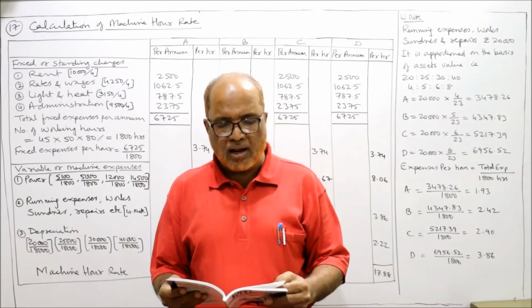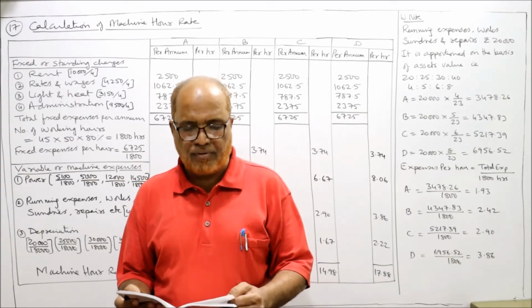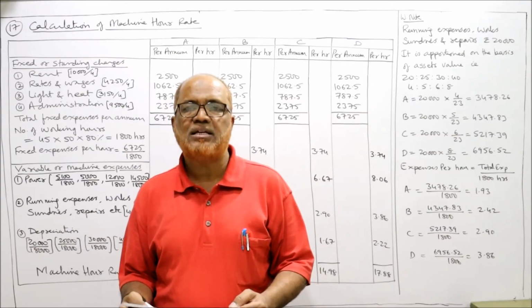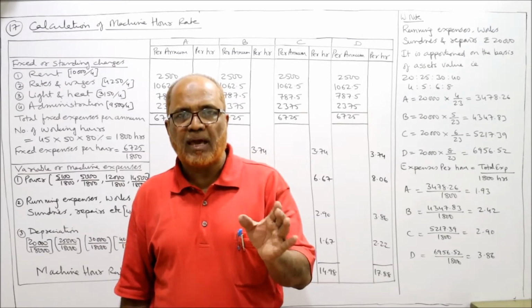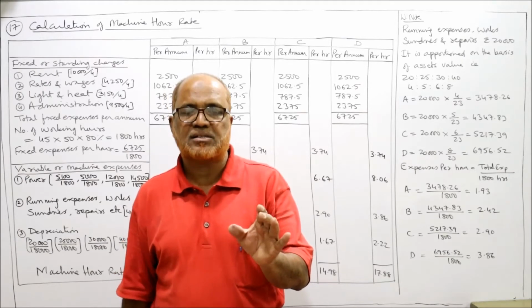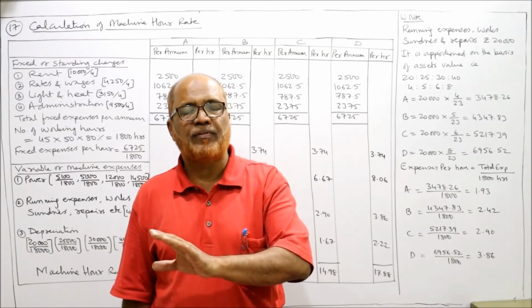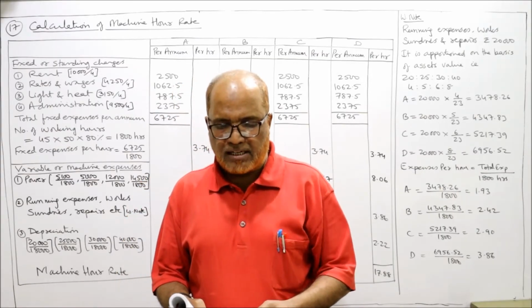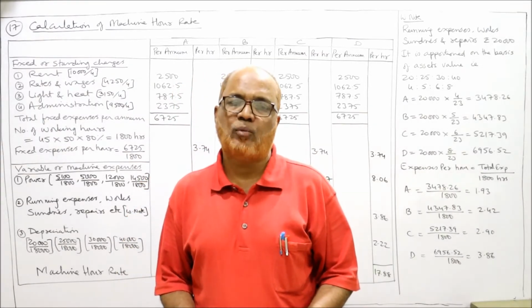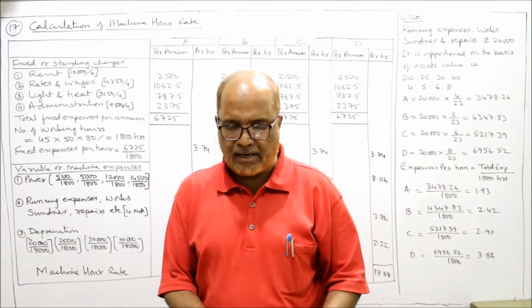Then prepare a machine hour rate for each of the machines, assuming 45 hours per week, 50 weeks per year, and 85% utilization. So the year consists of 50 weeks, every week 45 hours, and 85% utilization, the remaining 15% is idle time. Then the life of the machine being 10 years without any scrap value. So the life of each machine is 10 years. No scrap value is there.